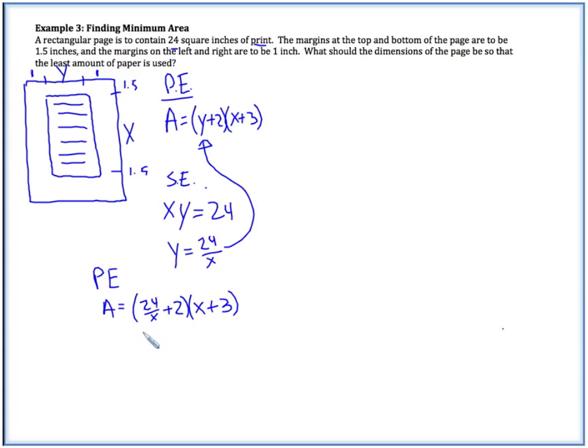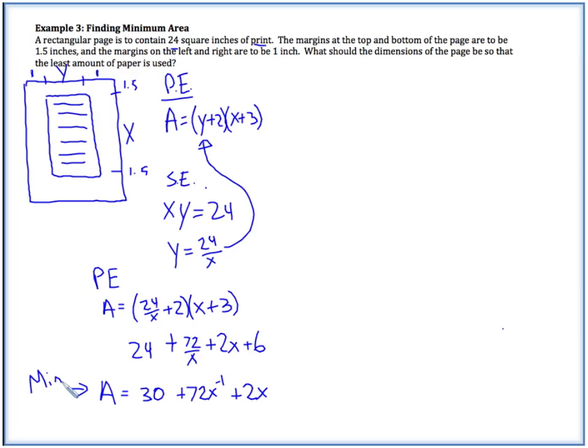And to do that, let's go ahead and FOIL this. So you're going to get 24 plus 72 over x plus 2x plus 6. And now we can simplify this here. So we have 30 plus 72x to the negative 1, because that's going to be easier to differentiate, and then plus 2x. Alright, so this is what we want to minimize.